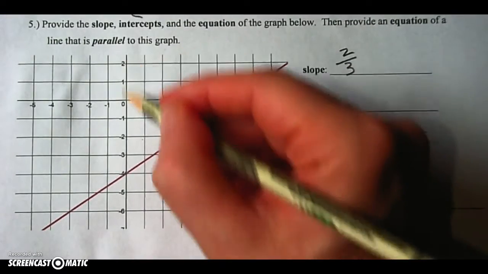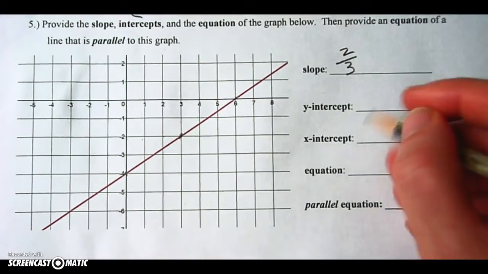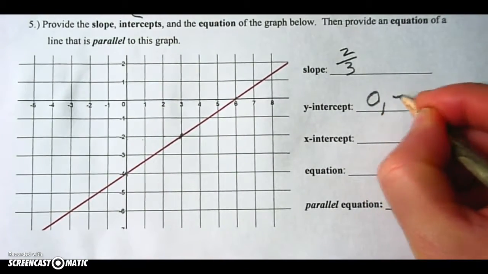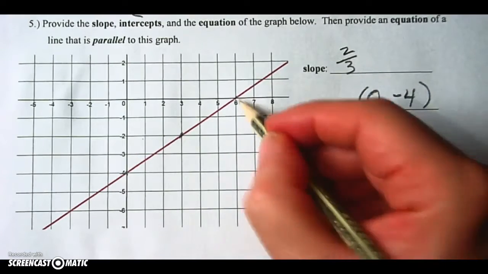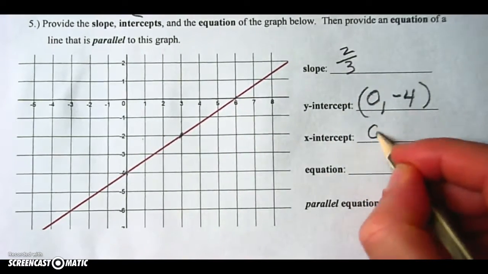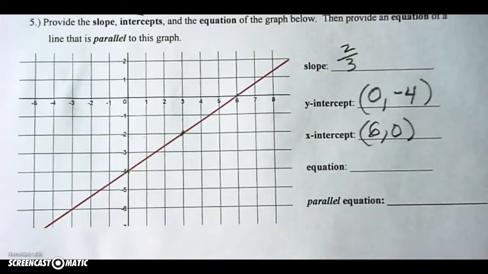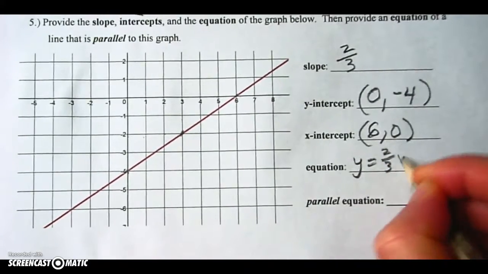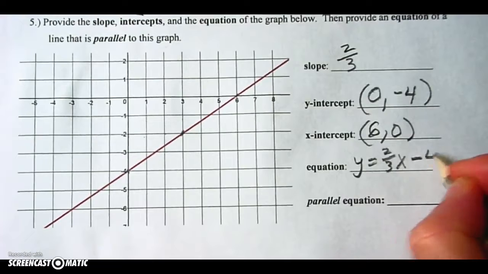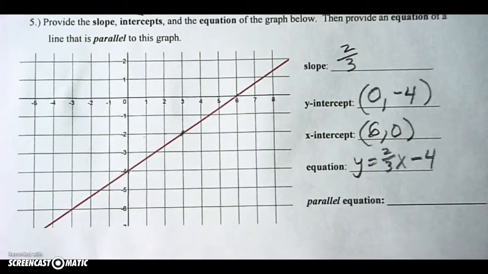Our y-intercept is the point where the graph crosses the y-axis, right there. So that's 0, -4. Our x-intercept, oh, we can read it this time. Nice and easy. That's at 6, 0. That's the point where the graph crosses the x-axis. So our equation we can write is 2/3 x, our slope, and the y-intercept is -4. So y equals 2/3 x minus 4.